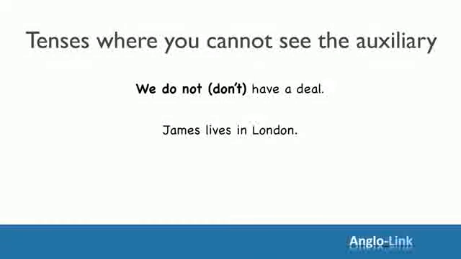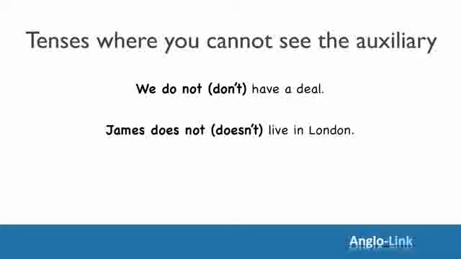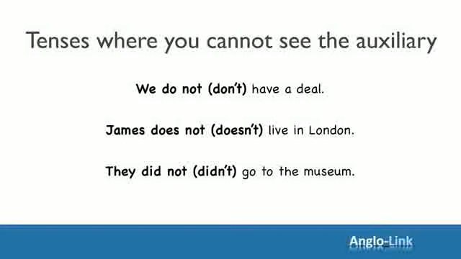James lives in London. What do you think the auxiliary is here? That's right, does, in the negative, doesn't. James doesn't live in London. And finally, past simple, they went to the museum. The auxiliary in the past is did. They didn't go to the museum.